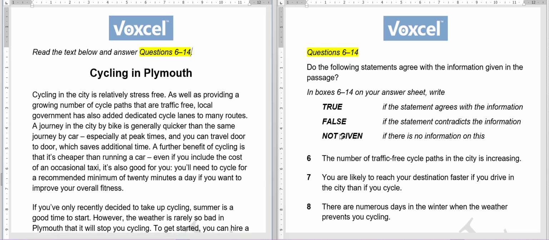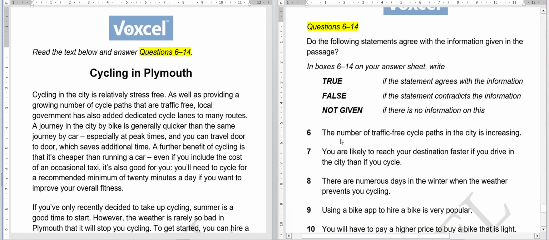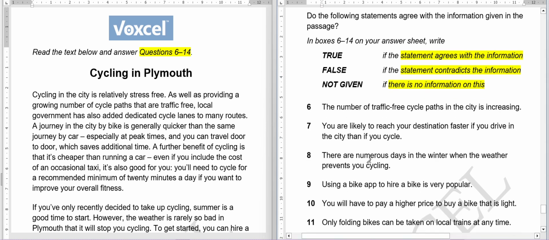So we have to do true, false, not given. We will write true when the statement agrees with the information in the text. When the statement contradicts the information, we will say false. And if there is no information on this particular statement in the paragraph, we will say not given. I will explain every question, why this will be true, why this will be false, or why this will be not given, and then you will get to tell me the answer. So what we're going to do is read the question and then read the paragraph. So are you ready? Let's start.